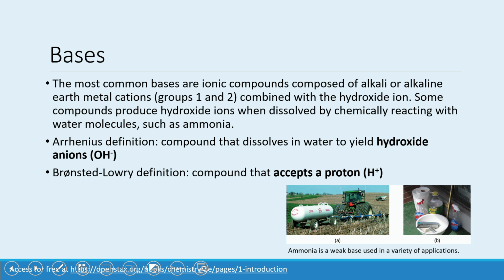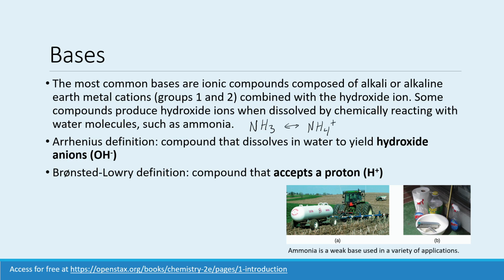So there are some compounds that may produce hydroxide ions when dissolved that are not your group 1 or group 2 metal hydroxides. And one of the most common examples is ammonia. So ammonia, remember, that is NH3, and it can accept a hydrogen and become NH4+.